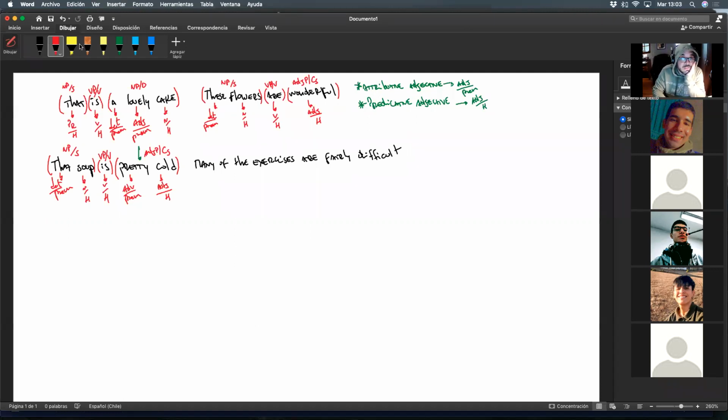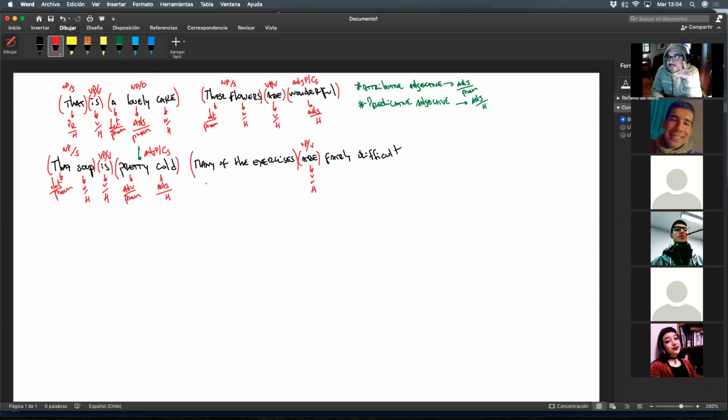Okay, so the very first thing we're going to do is look for the verb phrase. And then out of this, we're going to have the subject. Okay, so who are fairly difficult? Many of the exercises. Now, this phrase is not as simple as you might think because it is a prepositional phrase acting as a subject, where of is the preposition and many is a determiner pre-modifier, right?